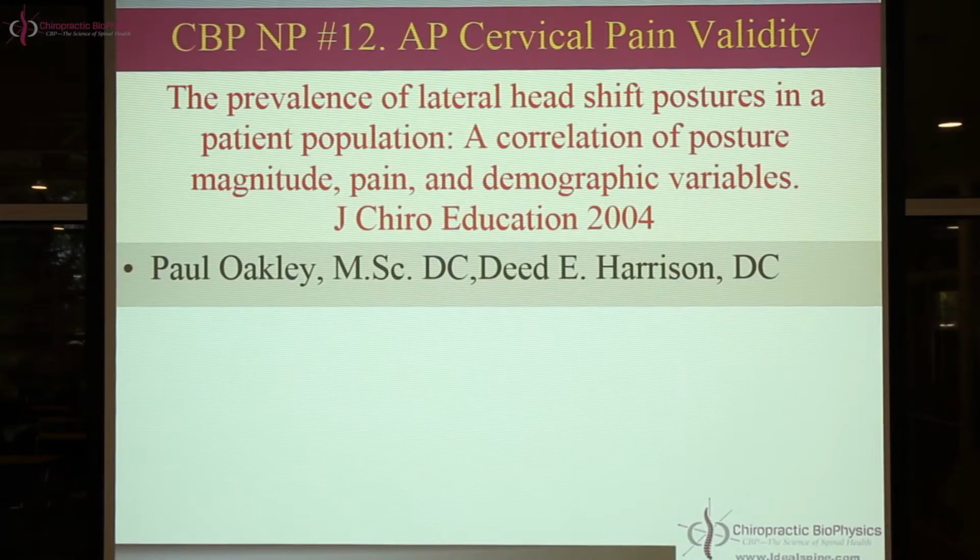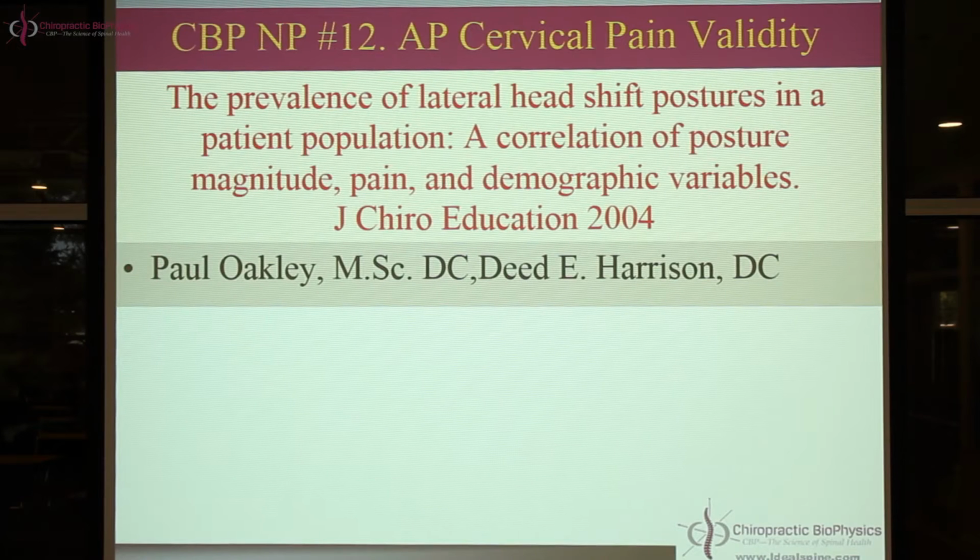What we found is most people don't read the projects. Sometimes they can be difficult to find, like this one. It's not one of the most high-impact journals in chiropractic, but it is a good peer-reviewed journal regardless. So this particular project was done in 2004. It's our weekly video number 12 in the series. It's on AP cervical x-ray alignment and pain validity.